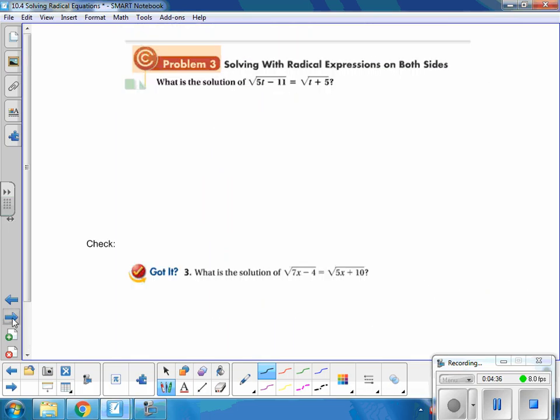All right, what do we do if we're solving radicals with expressions on both sides? This can happen, and we don't have to be intimidated by this because whatever we do to one side, we do to the other. So let's just go ahead and square both of them. And when you square a square root, you end up getting itself, and we end up with t plus 5.